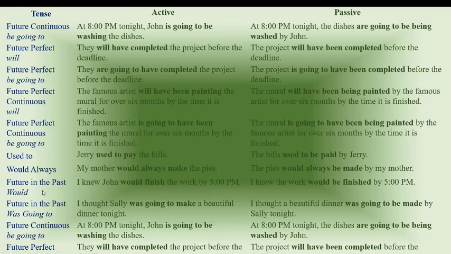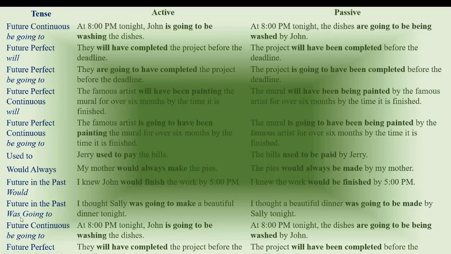Future in the past, would. I knew John would finish the work by 5 p.m. I knew the work would be finished by John. Would is sometimes used for future in the past, speaking about something that was expected to be finished in the past, or sometimes to show that something is less possible.